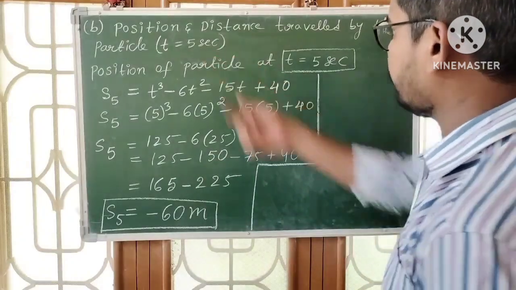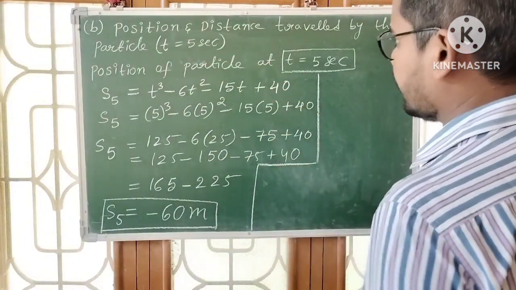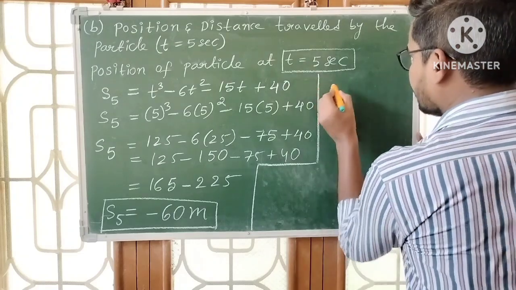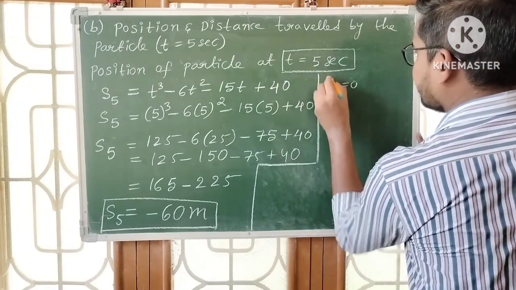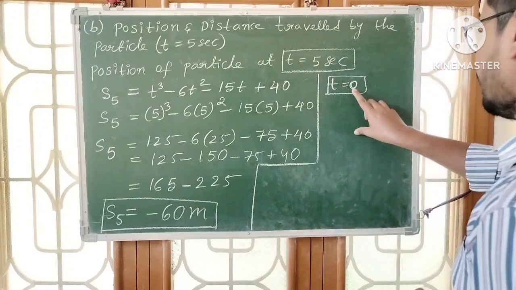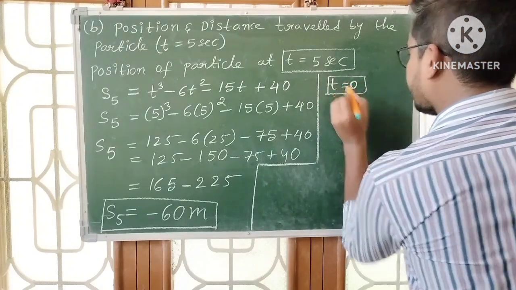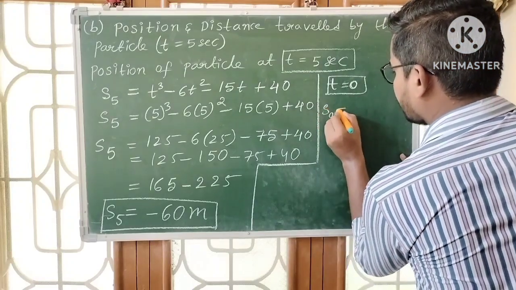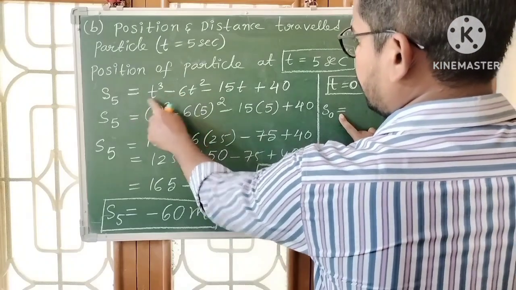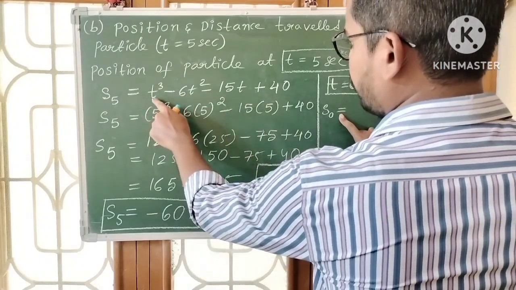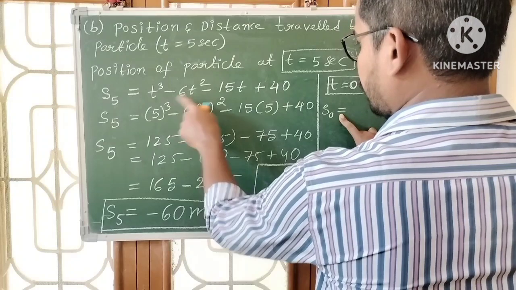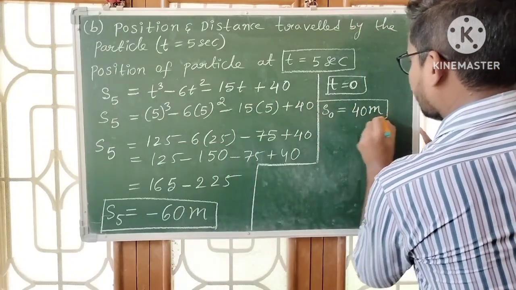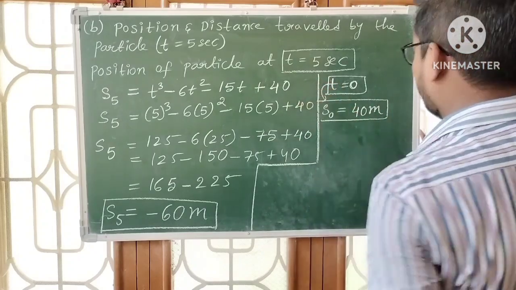Next, here we have to find the distance travelled by the particle at that time. At that time means t is equal to 5 seconds. So the total distance covered by the particle at t is equal to 5 seconds. It means first of all let us find the initial position of the particle, at rest, t is equal to 0. So at t is equal to 0, the position is S0. Let us say S0 is equal to, this is the equation for position of a particle, so put t is equal to 0. 0 cube, 0, 0 and 0. And what is the answer? 40 meters. So the position of the particle at t is equal to 0 is 40 meters.